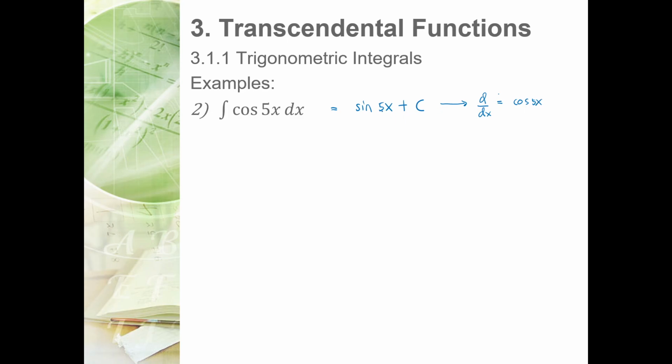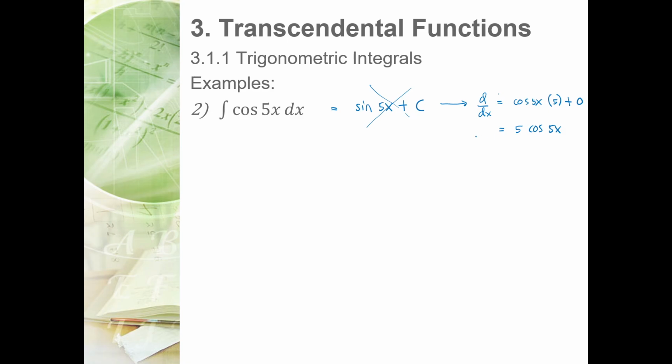And then we try to derive the angle again. So the derivative of the angle 5x is 5. And the derivative of constant is 0. So the answer is 5 cosine 5x. If you try to notice the given integrand in your problem, it's only cosine 5x. But when we try to verify our answer, it's 5 cosine 5x. So meaning this answer is not correct.